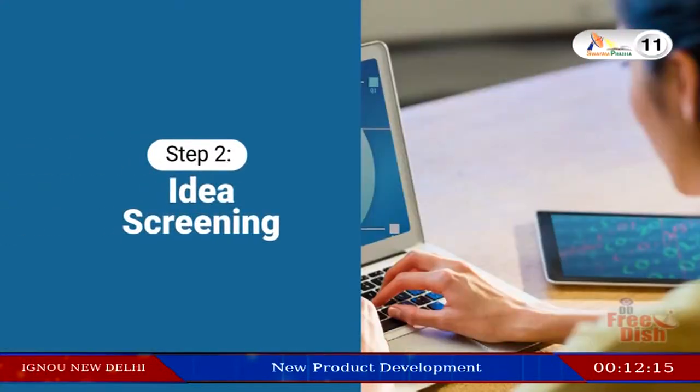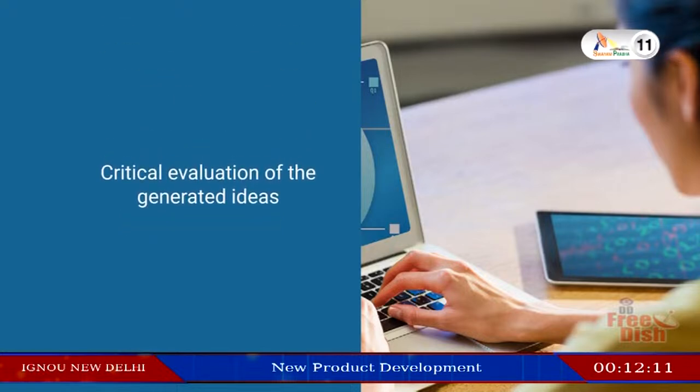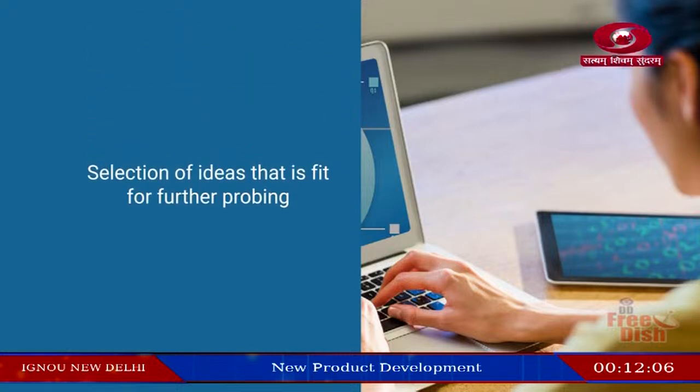Now step 2 involves screening of the ideas. That means you have to critically evaluate the ideas that have been generated. And of those ideas, now you have to select the most promising idea that can fit for further probing.